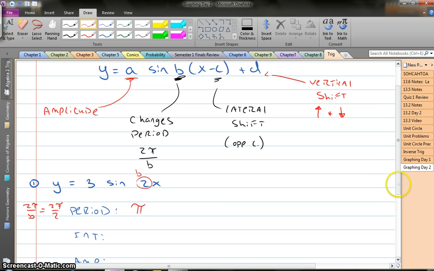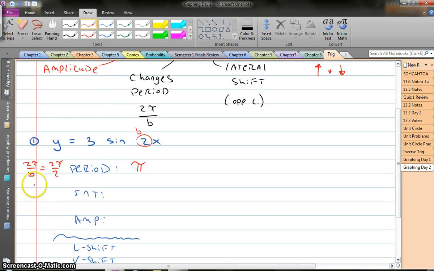Now your interval is always your period divided by 4. Again, because on our unit circle we have 4 tick marks, that's a full period, so we're going to chop it into an interval of 4s. So this is pi over 4. My amplitude is my a value, which is 3. With that information, now we graph.